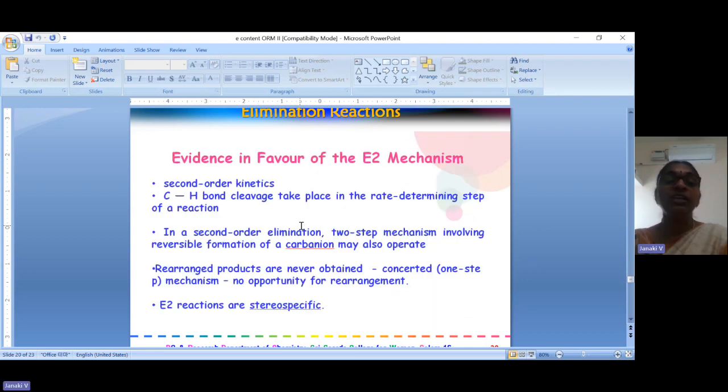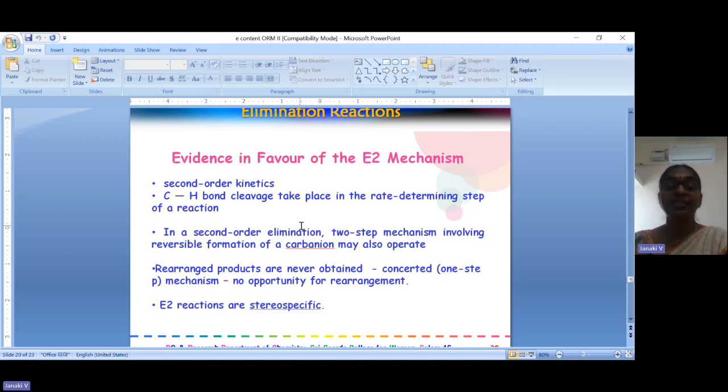And now let us see what are all the evidences in favor of the E2 mechanism. This is second order kinetics. And then the C-H bond cleavage takes place in the rate determining step of the reaction. It is a second order elimination. And the two-step mechanism involving the reversible formation of a carbanion may also operate. And then the rearranged products are never obtained. It is a concerted mechanism. There is no opportunity for rearrangement.